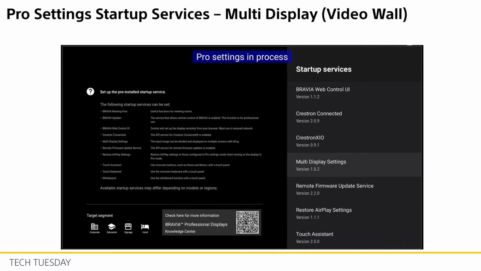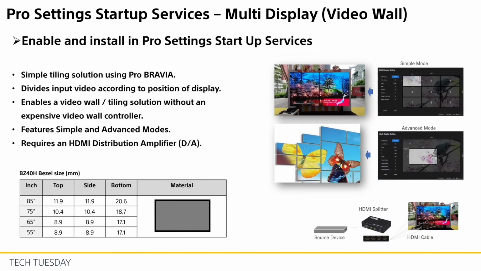Another one of the applications that's embedded is called multi-display. And multi-display is a way to configure a video wall. So there's two different modes in the multi-display function. There's the simple mode, which is the traditional configuration of 2x2, 3x3, 4x4, up to 5x5 arrangement. The other mode that you can access is called advanced mode, and that allows you to break out of that 2x2, 3x3 configuration and do a very unique arrangement of different display sizes. And that's what you see there.